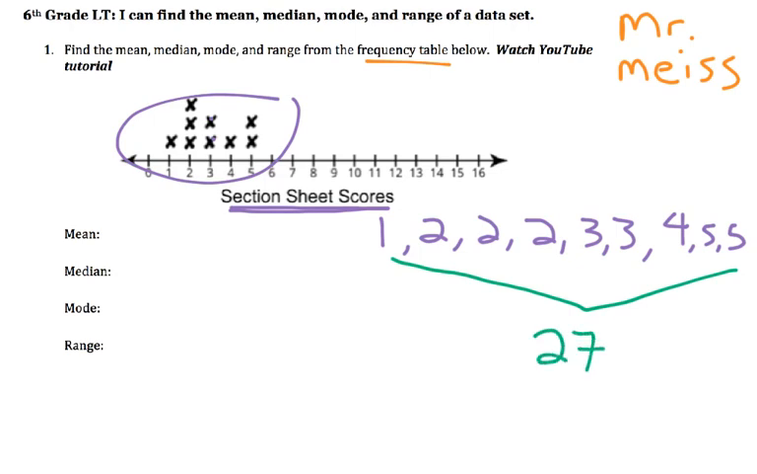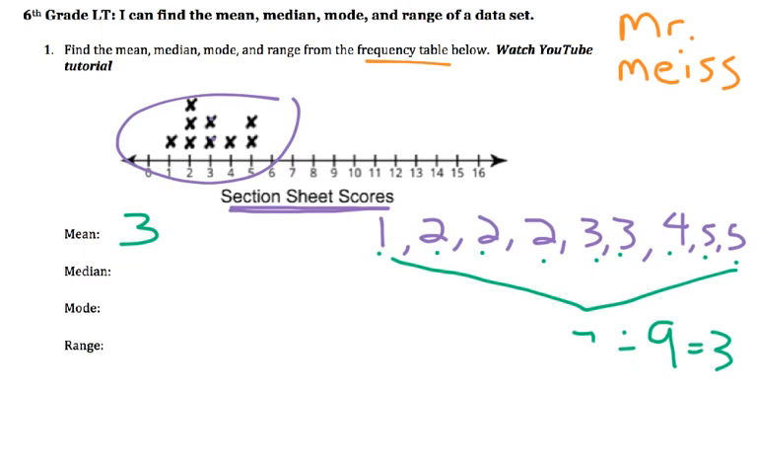But that's not the mean, because it wouldn't make sense for the average of these small numbers to be as big as 27. We have to remember that we need to divide by the total amount of numbers in the data set. So we have 1, 2, 3, 4, 5, 6, 7, 8, 9. So we're going to do 27 divided by 9, which is going to give us 3, which makes a lot more sense as the average score, because this class had a couple low ones, a couple really high ones. On average, their score is about a 3.